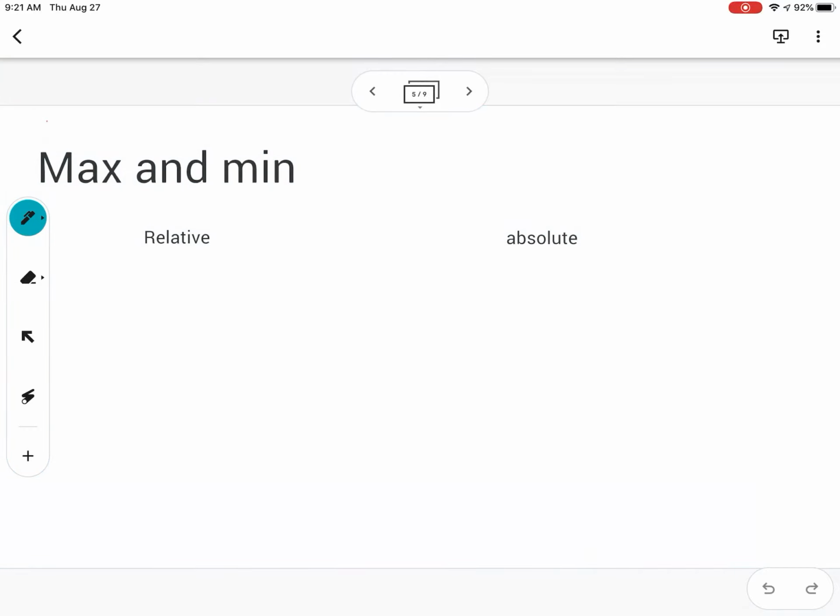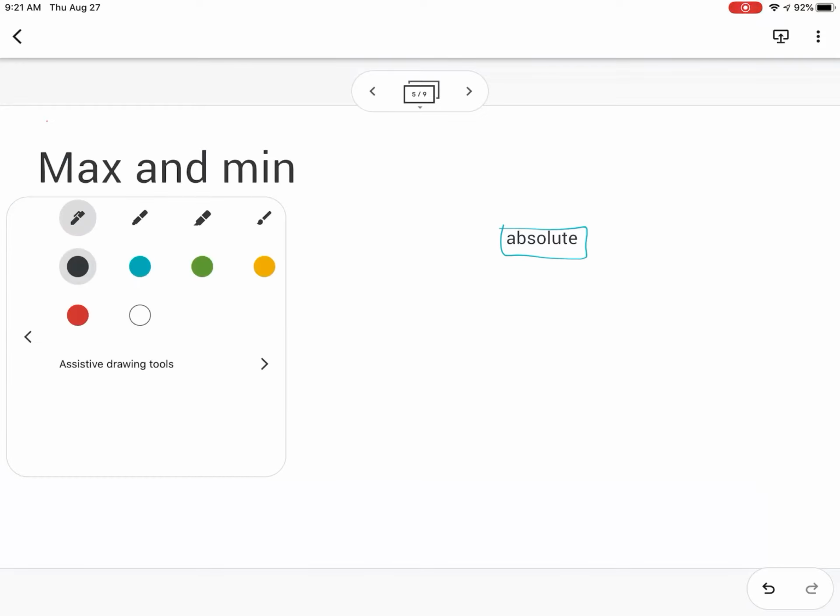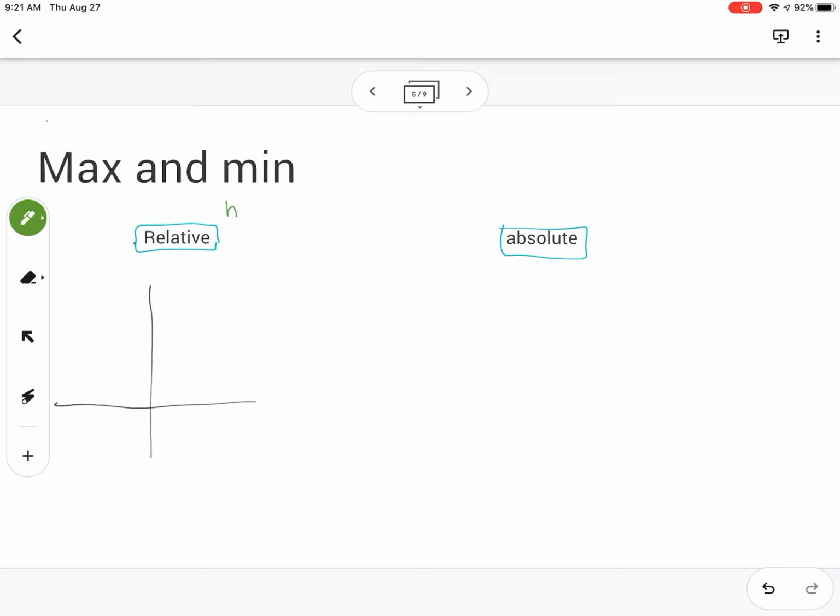The next one is max and min. Now, there are two types of max and min. Generally, in Algebra 1 and Geometry, and even in Algebra 2, we don't really talk about the differences between the two, but we're going to need to know the differences now. So we have two types. There's relative max and min, and then there's absolute max and min. Relative max and mins are the highest or lowest in that area. So maybe not the highest and lowest of the full graph, but in a general area.